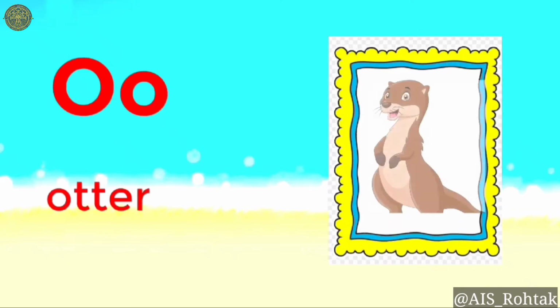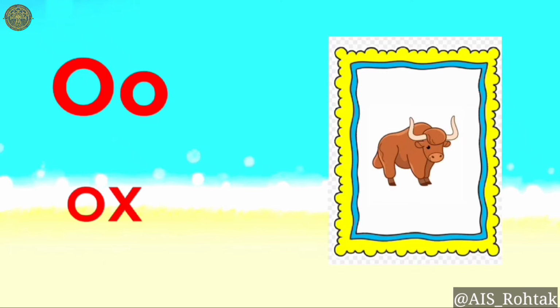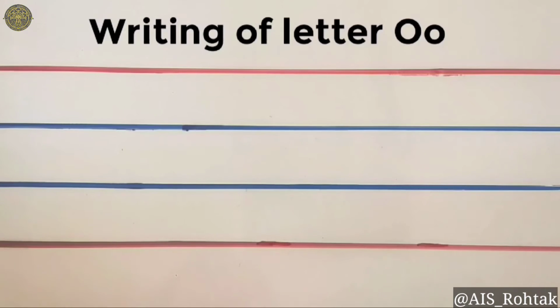And the next one is O, O, otter. Yes, this is O, O, otter. And the next one is O, O, ox. This is ox. Now it's time to do writing of letter O and its sound.